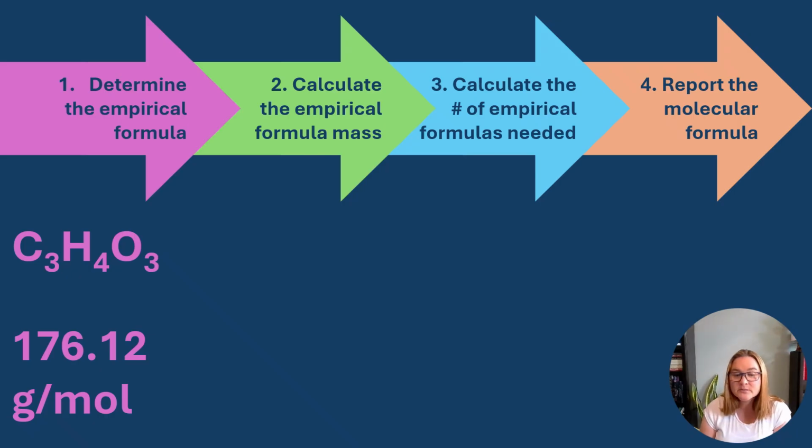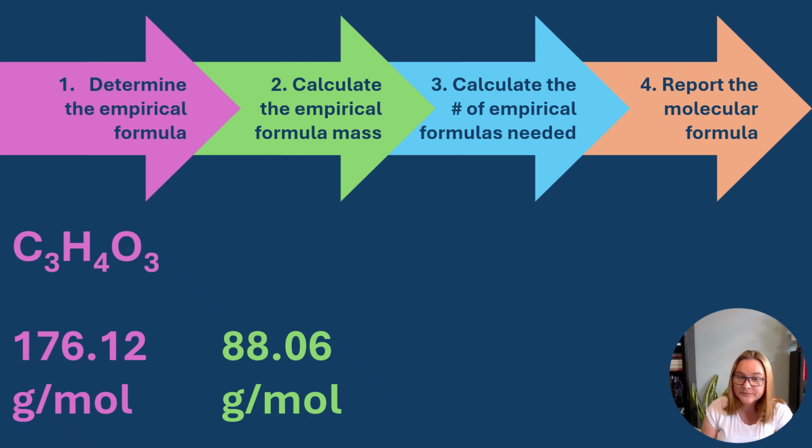Now, our first step is to make sure that the empirical formula isn't also the molecular formula, which we can do by comparing the molar mass of the empirical formula to the molar mass of the molecule. 3 carbon, 4 hydrogen, and 3 oxygen will give us a mass of 88.06 grams per mole. Since these two masses are not the same, I know that my molecular formula has to be different than my empirical formula.